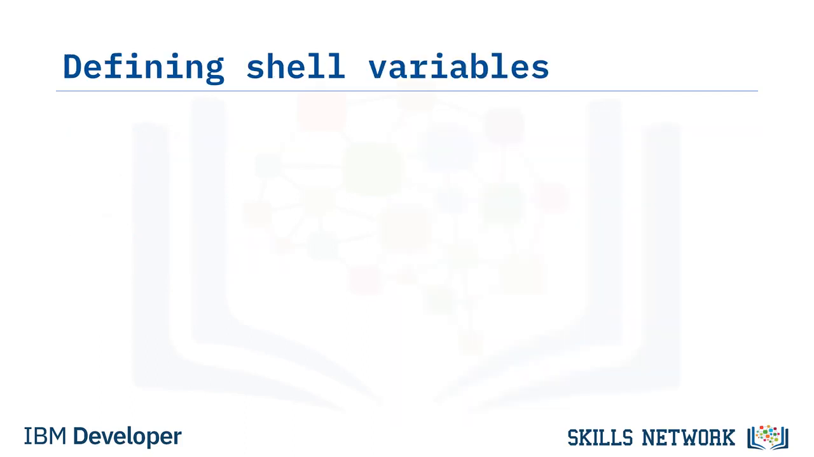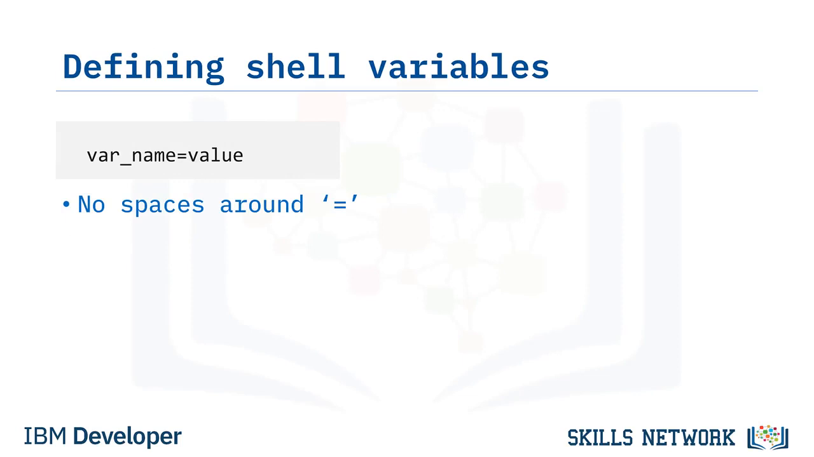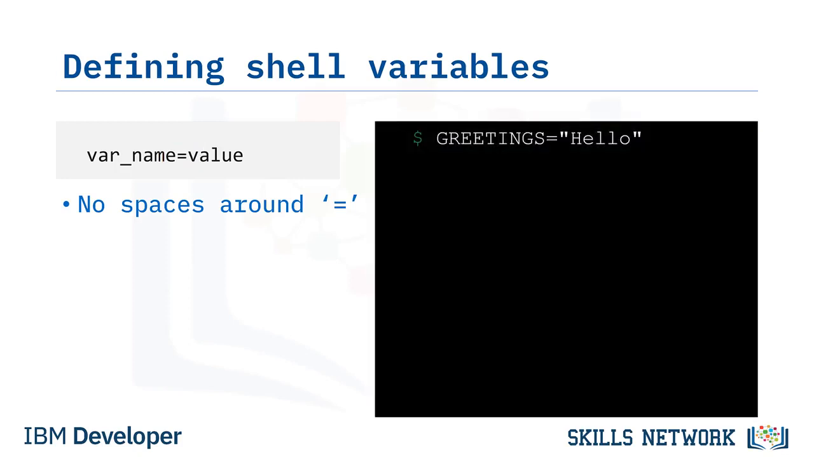To define a new shell variable, simply use the equal sign to assign a value to your chosen variable name. Notice that there are no spaces around the equal sign. As an example, let's define a shell variable called greetings, which stores the string hello. To see the contents of the new variable greetings, use the $ sign to access its value, then echo it back.